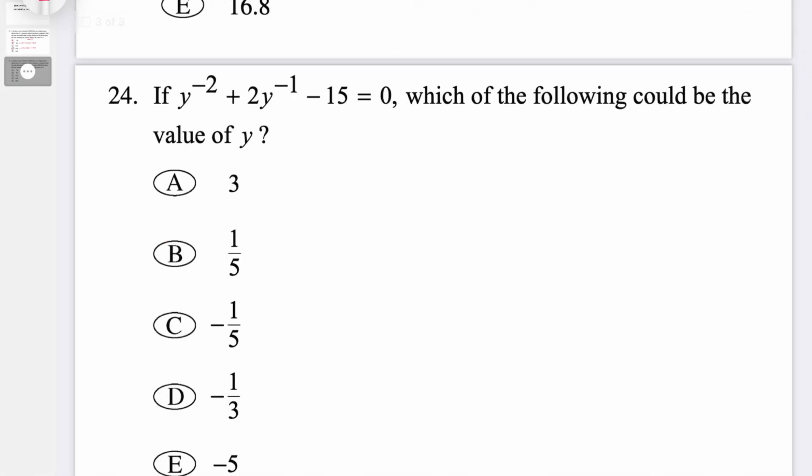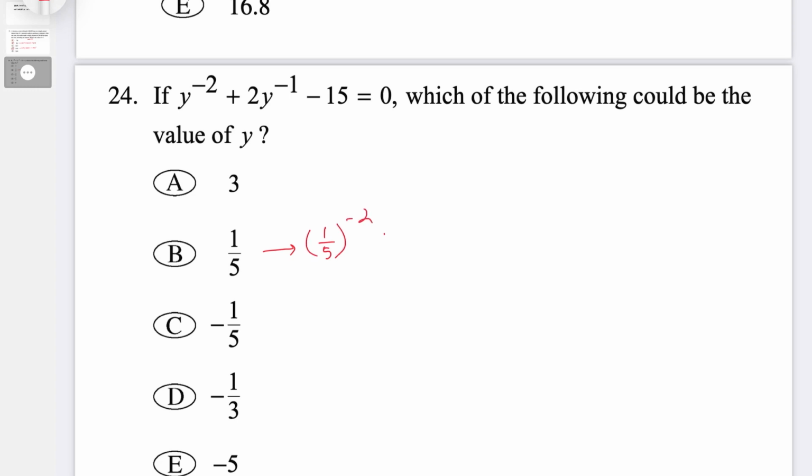Now time for our next problem. If y to the negative 2 plus 2y to the negative 1 minus 15 equals 0, which of the following could be the value of y? As I often do, I'll begin with B. So I'll take 1/5 and plug it in for y.